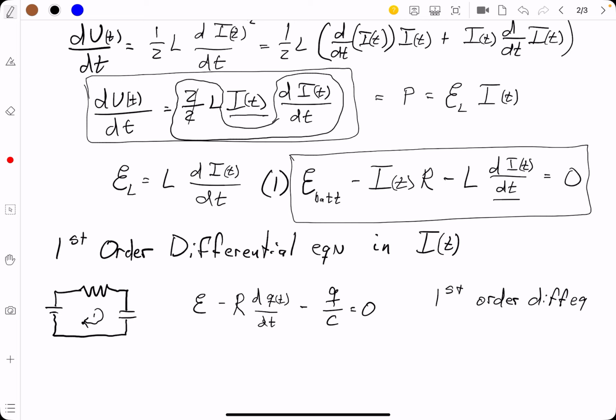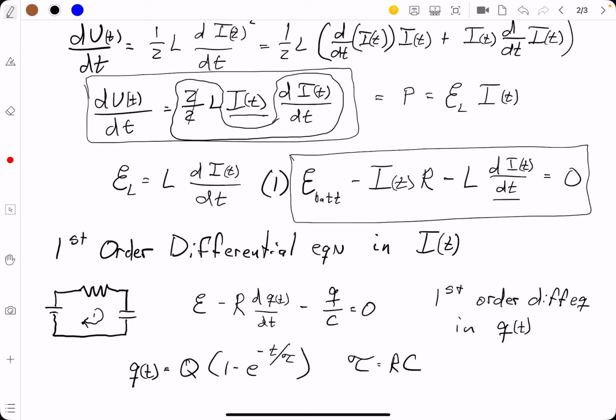First order differential equation in terms of Q of t. So when we solved that, our solution was Q of t is equal to this big Q times 1 minus e to the minus t over tau, right? And our tau, of course, was equal to our RC.